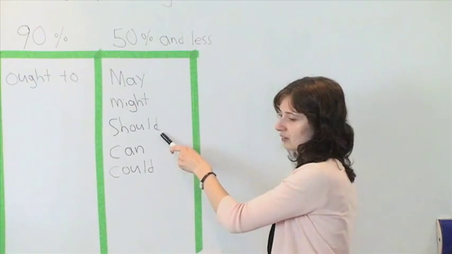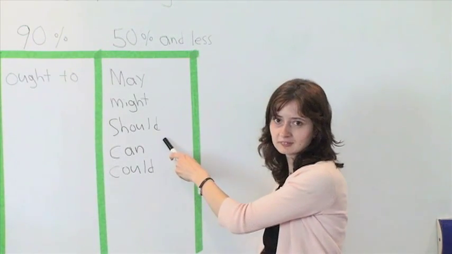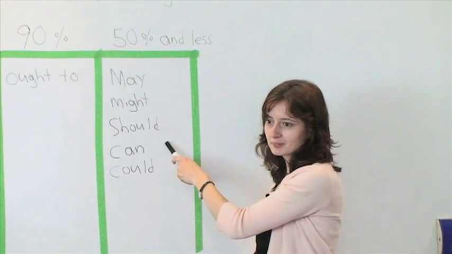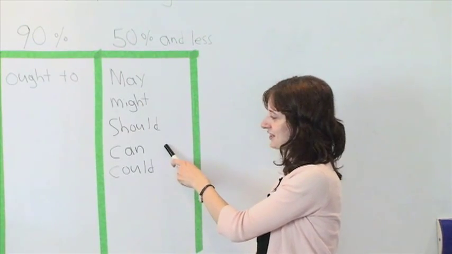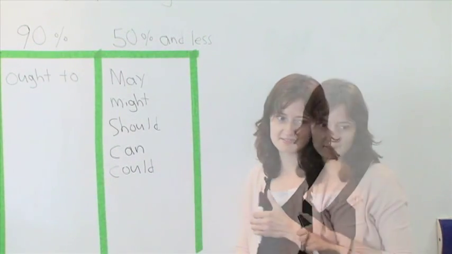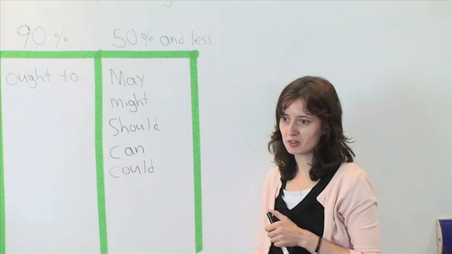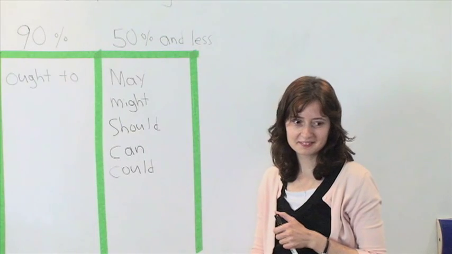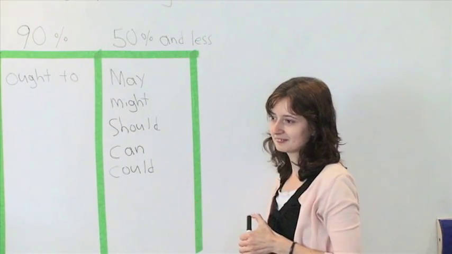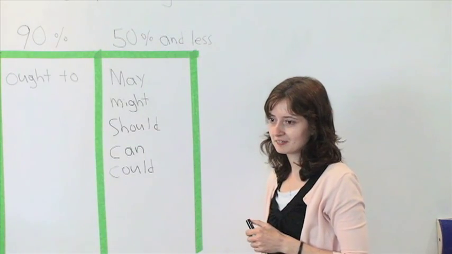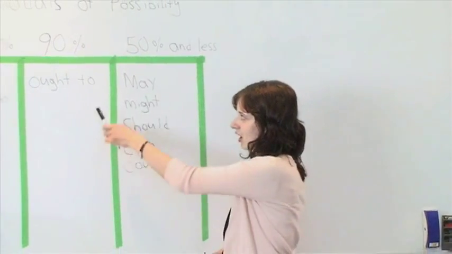What about should? How can you use should? You should go to school. Yeah, that's very good. What about can? I can maybe run to school so you won't be late. You can run, yeah. What about could? Could you give me a book? Yeah. What about ought to?